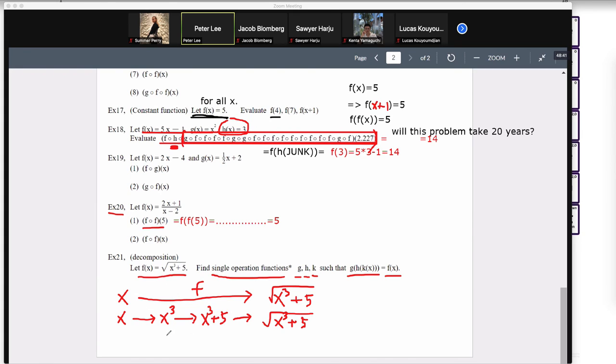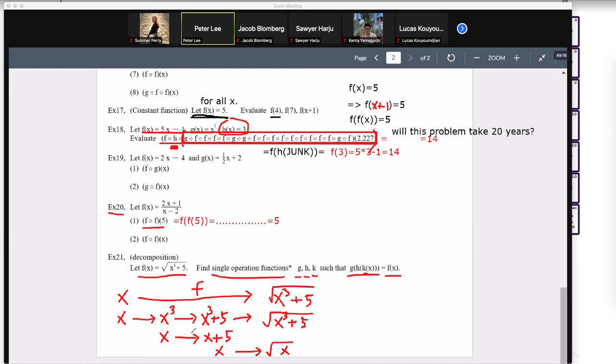Now, let's look at this part right here. This part is the function where we add a 5. So the middle function adds a 5. First we cube, then we add a 5, and then the last thing we do is take the square root of x. Not cube, square root of x. And now we want g compound h compound k.